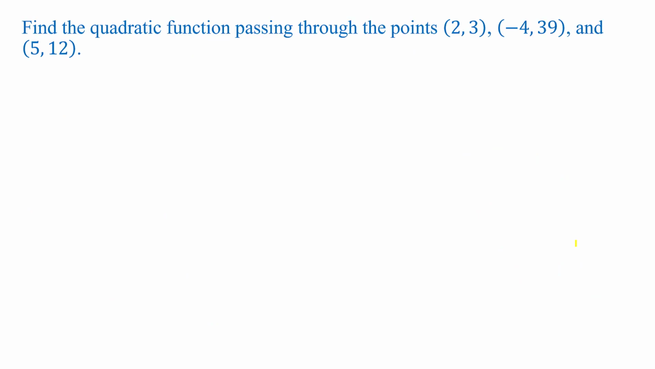And let's move on to a different type of problem here. For this application, we're going to find the quadratic function passing through the points (2, 3), (-4, 39), and (5, 12). So if you think of the parabola that's going to be passing through these three points, what would the equation of that function be that represents the parabola? Okay, so the first thing I'm going to do is note that a quadratic function is of the form f of x equals ax squared plus bx plus c.